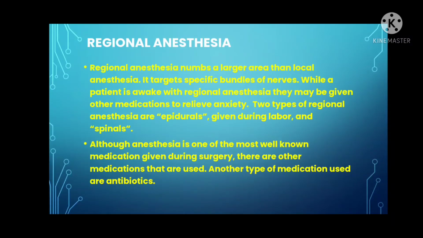Regional anesthesia. Regional anesthesia numbs a larger area than local anesthesia. It targets specific bundles of nerves. While a patient is awake with regional anesthesia, they may be given other medications to relieve anxiety. 2 types of regional anesthesia are epidurals, given during labor, and spinals.